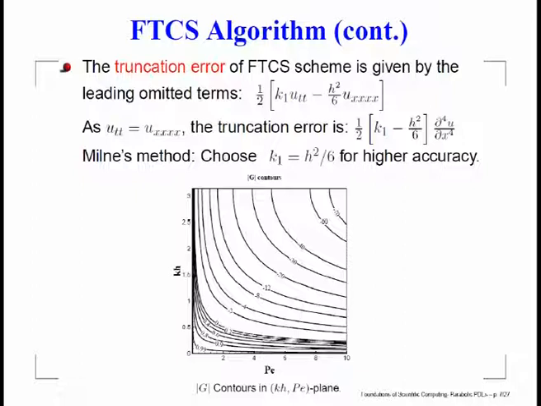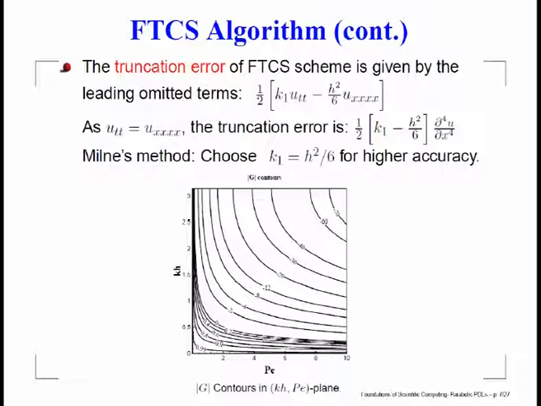So, I can just take it out and then what I see inside is a quantity which is k1 minus h square by 6. What does it mean? That if I choose my time step k1 in such a way that k1 is equal to h square by 6, then this leading truncation error term will be 0. So, that would give you the additional degree of freedom where the error is further minimized, right. This method was suggested by Milne. So, this is called Milne's method.